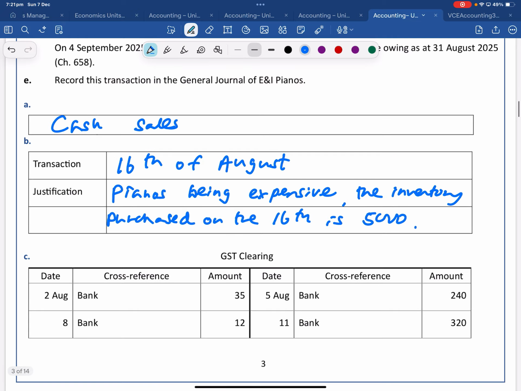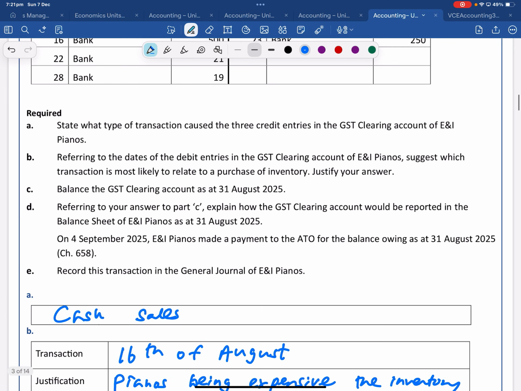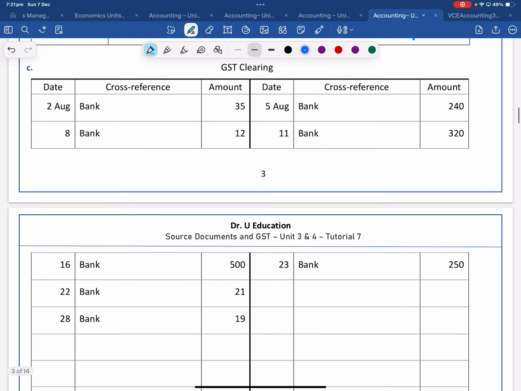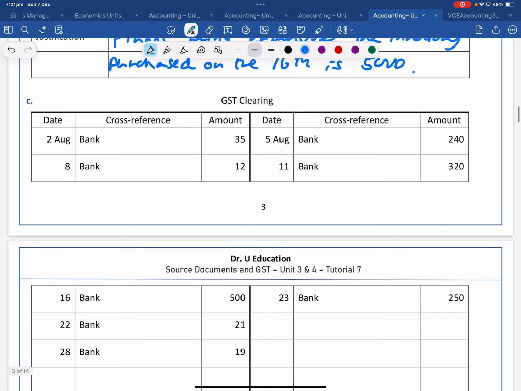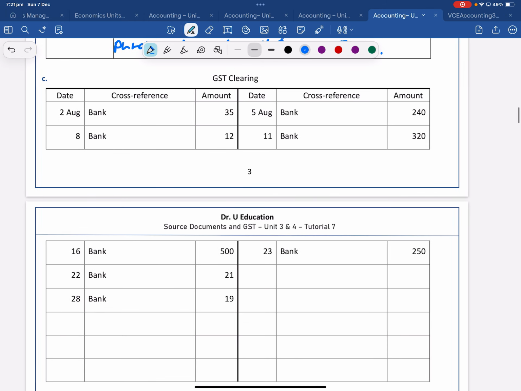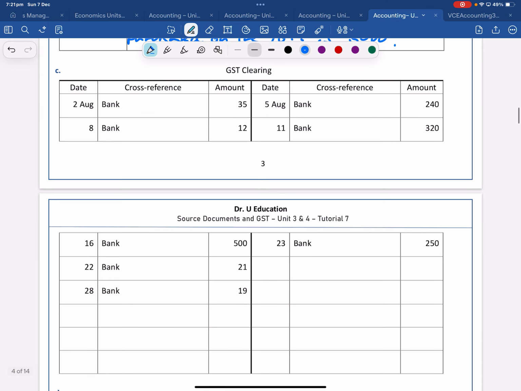Okay, guys. Then next one, part C. Balance the GST clearing account. Please balance it. It's actually on 2 pages, but should be fine. You don't need to balance it, or you can balance. What's the process of balancing, guys? Totally lost. Yeah, do it.